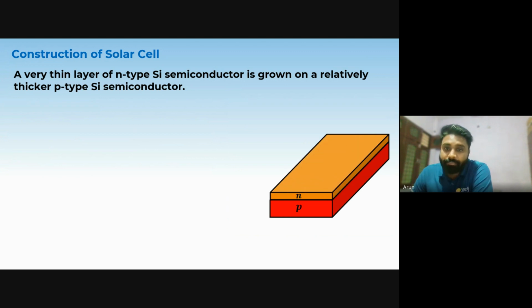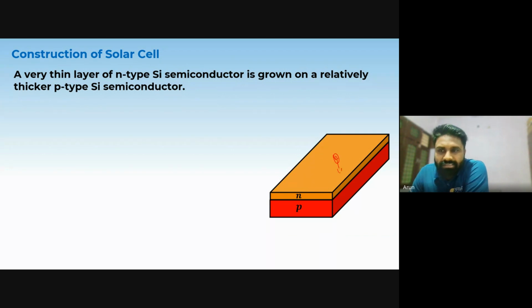This is the n type. You are seeing that the thickness of the n type is very less than the p type semiconductor. And why is it so? Because we expose the light to the n type semiconductor. This is the surface which is in front of the solar radiation. So what will happen when the solar radiation comes?